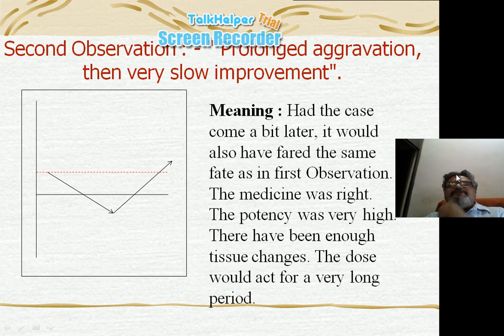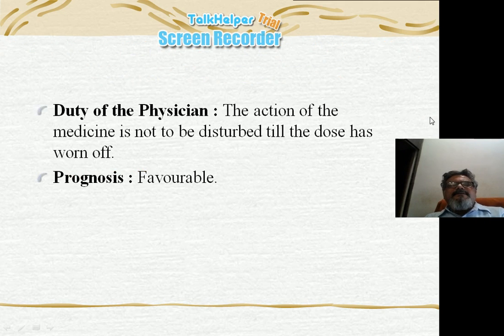This is observation 2 of Kent. Here the condition was alike your first condition, but there was some reversibility in the tissues. So when the physician lost his hope, it is observed the patient started showing gradual improvement. Now what? The action of the medicine is not to be disturbed till the dose has worn off. You should not interrupt it. Wait and watch. See what happens.